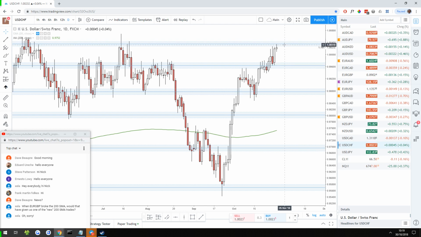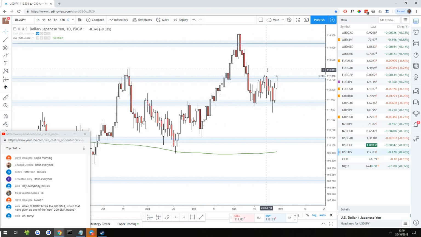USD CHF pushing up to the resistance area. There might be potential for a short here, but it doesn't look like it right now, so we'll just revisit this one tomorrow. USD JPY looks like it might want to break out of this small little range it was in for a while. If it does, then we might get something. So we'll revisit this one also tomorrow.